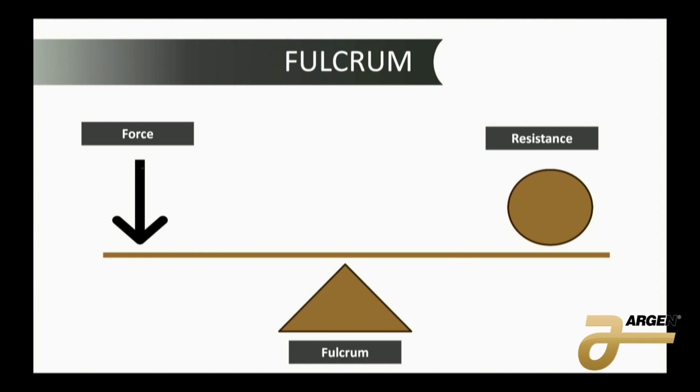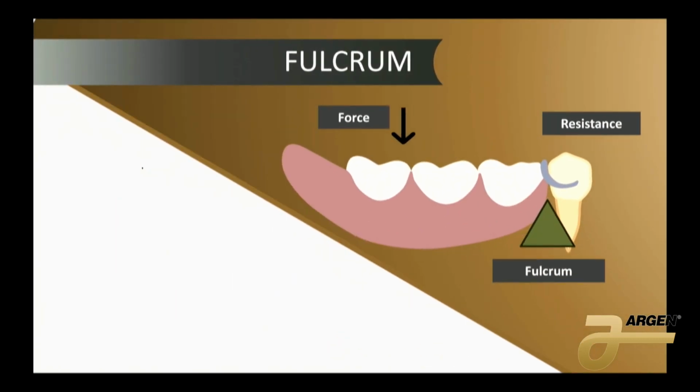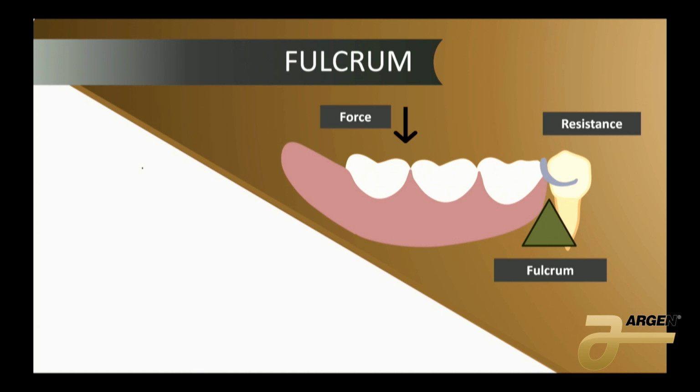So, everybody's seen this drawing. We remember it from school. You have your teeter-totter, you have a force, and you have resistance. So what does that actually mean when we're looking at a partial? Wherever the rest is, that is the fulcrum. Your rest seat becomes the fulcrum. The force is chewing, eating, speaking, anything that's causing that denture to move. The resistance, what's stopping it from moving, is where your clasp is. So now you have this teeter-totter of force pushing down and resistance pushing up on the tooth.